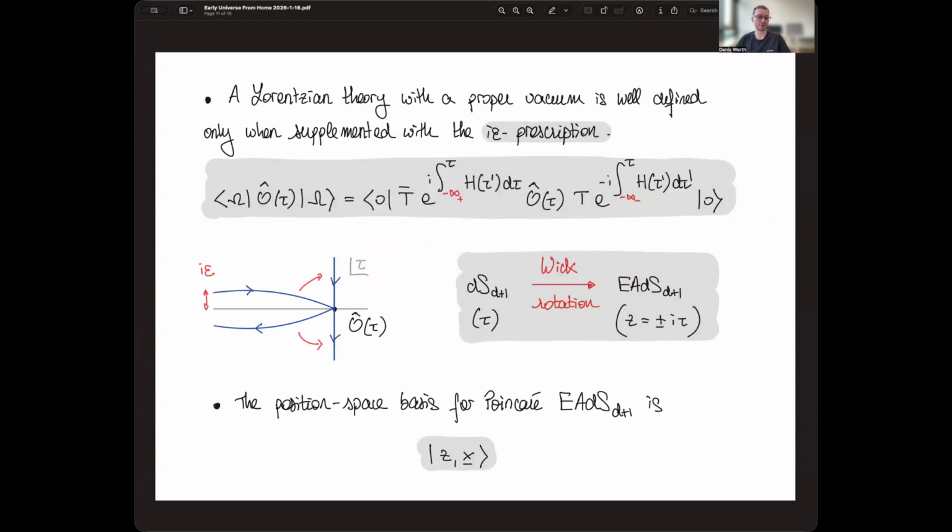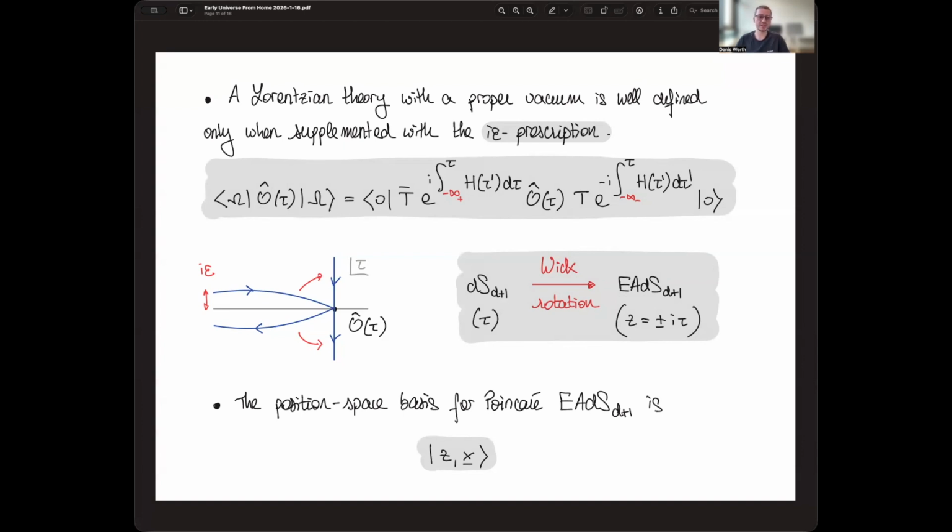However, there is a small subtlety. A Lorentzian theory with a proper vacuum is only well defined when supplemented with the iε prescription, which tilts the in-in contour in the complex conformal time plane to ensure convergence in the infinite past of the time integrals. To avoid carrying this tilted contour throughout the discussion, we instead Wick rotate both branches on the in-in contour. Time then runs along the imaginary axis. And this effectively maps de Sitter to Euclidean AdS.